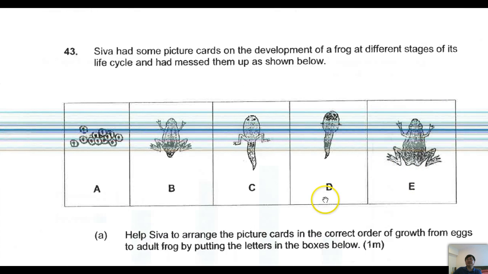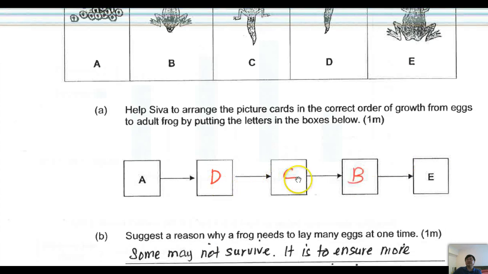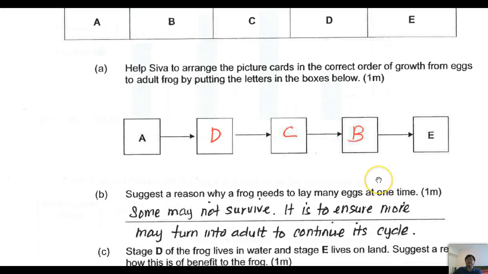And this is easy. A here, first, second is this without the legs. Okay, third comes out with the legs, then the tail getting shorter, and the adult here. Okay, place it as DCB in sequence.